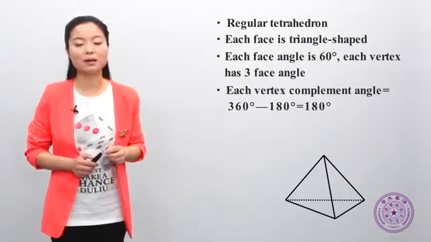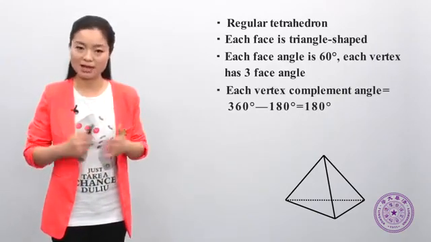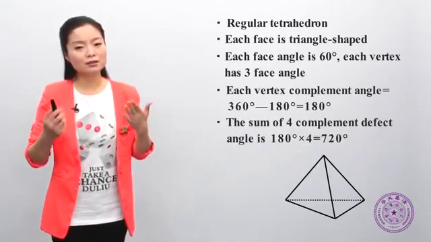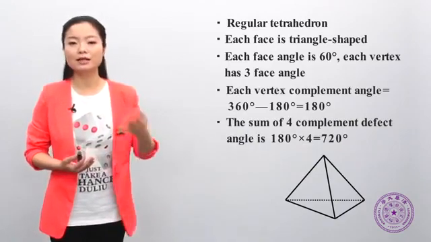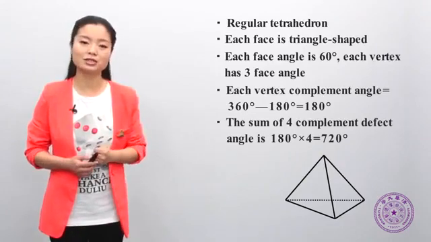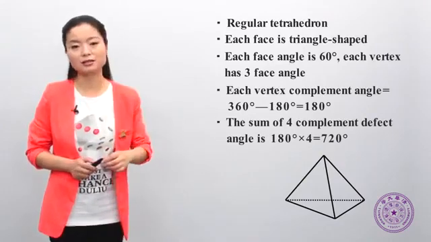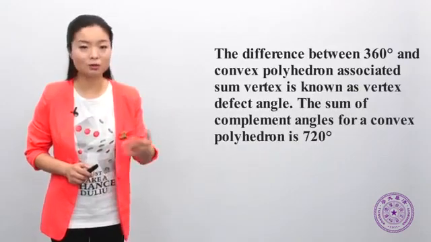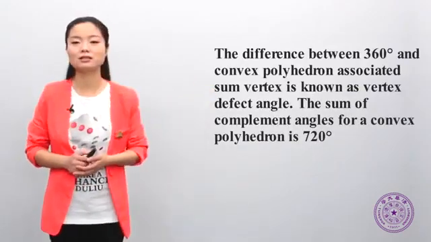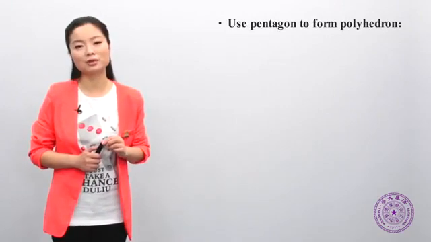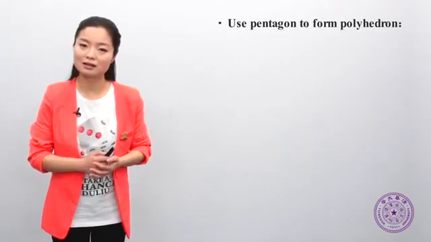Then what is the total summation of complement angles for 4 vertices? All the complement angles are 180 multiplied by 4, which is 720 degrees. It is the same as what we have said in the complement angle theorem. We then ask a question directly: this time we can take a regular polygon to build a regular polyhedron. If we use a regular pentagon to build a regular polyhedron, how does it look? Then we can analyze what is the inner angle of each regular pentagon.